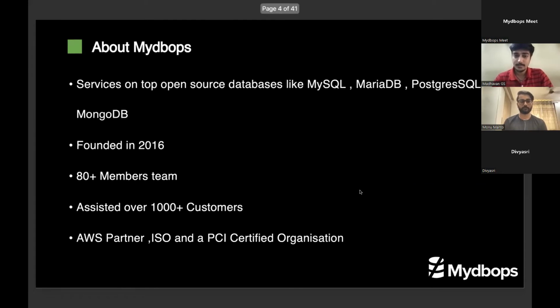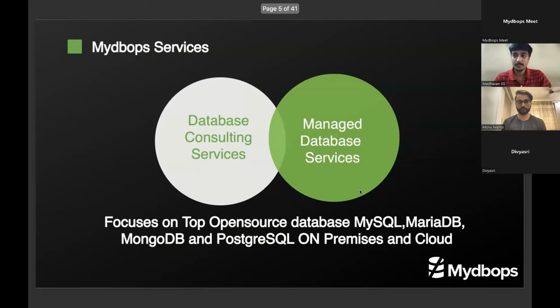So it's about our organization. We provide services on the top open source databases like MySQL, MariaDB, Postgres, and MongoDB. Our organization was founded in 2016. We have an 80 plus member team, and we have assisted over 1,000 plus customers. And also we are an AWS partner, and an ISO and PCI certified organization. So these are the two types of services which our organization provides: database consulting services and managed database services.